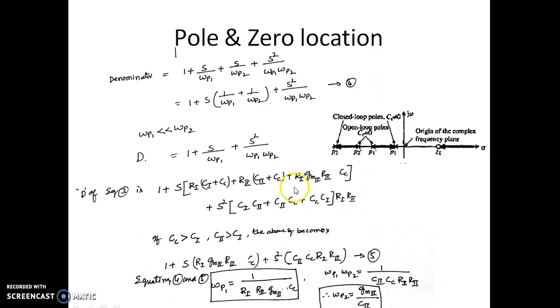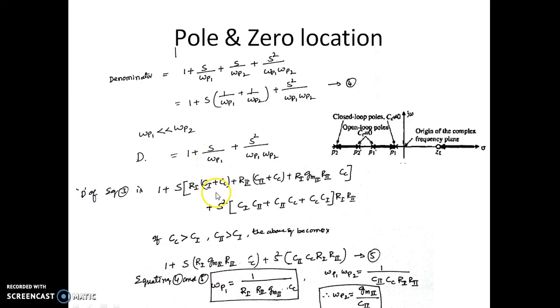So equating this equation with 1 plus S by omega P1 plus S square by omega P1 into omega P2. So this is not equation 4. So we need to equate this equation, that is, we'll name it as 4 dash. Equation 4 dash and 4 we'll want to get omega P dash.